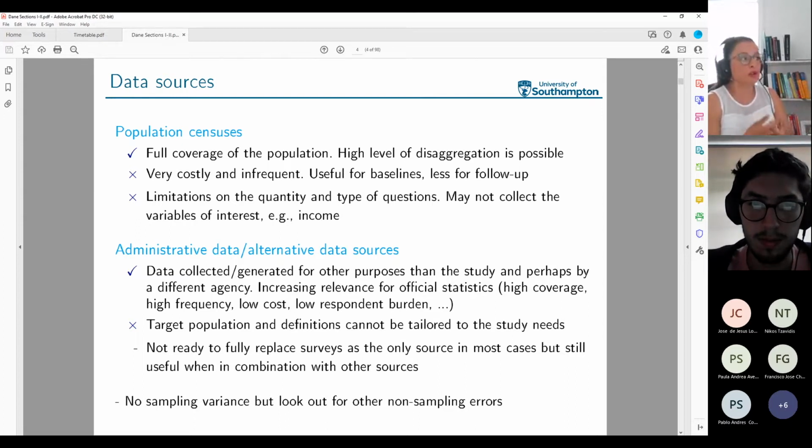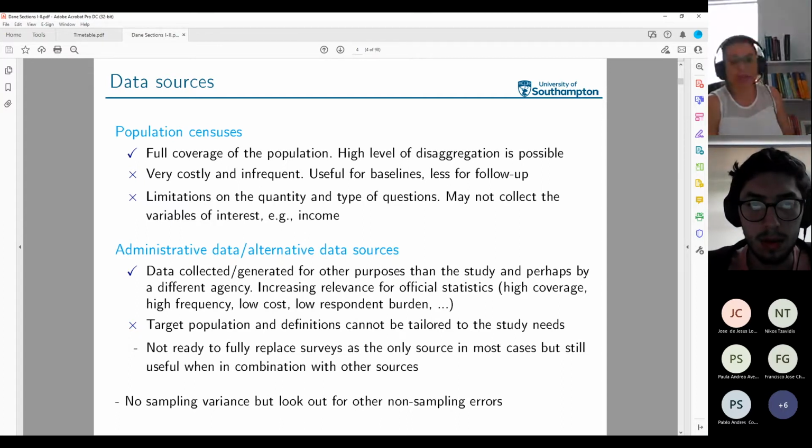Then we go to another type of data sources. We can talk about administrative data, and we can talk about other data sources. I would say the main of which at this point in time is basically remote sensing data. So let me start by talking about administrative data first.